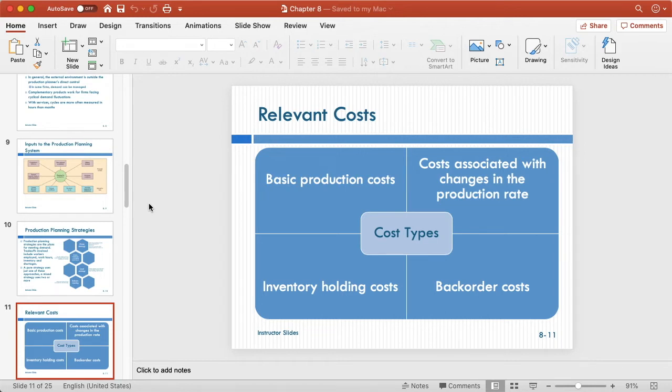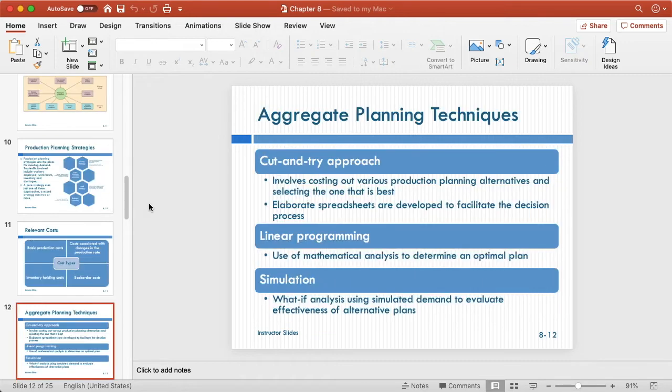So every strategy has its corresponding cost. But in one specific example, which strategy is best? It actually needs quantitative calculation. You need some calculation. These are the three different types of methods that we can use to deal with aggregate operations planning.